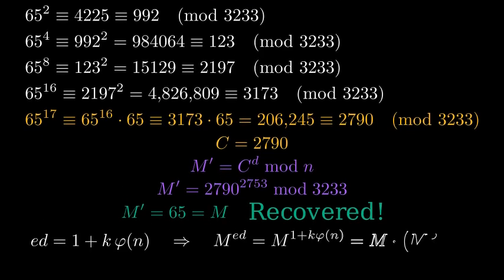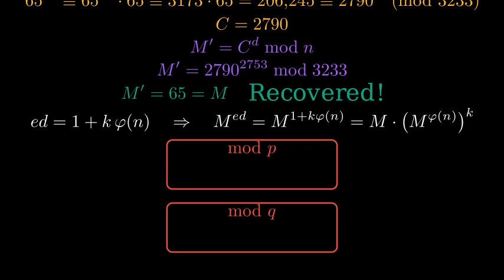Now the proof that decryption recovers the original message. We must show M to the power ED is congruent to M mod N for every message M from 0 up to N minus 1. Since ED equals 1 plus K times phi of N, we can write M to the ED equals M times the quantity M to the phi of N, all to the K. We prove this modulo P and modulo Q separately, then combine using the Chinese remainder theorem.